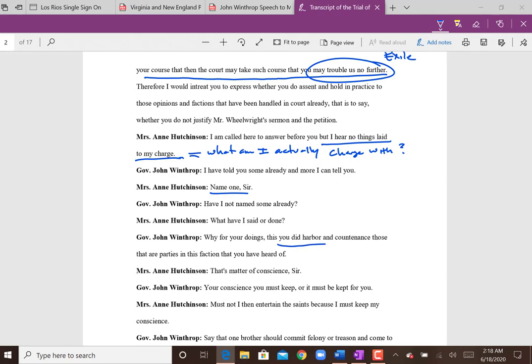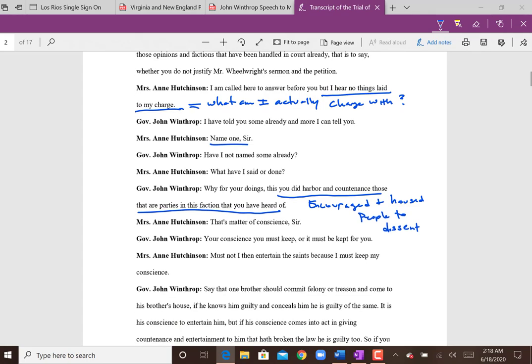So what does this mean? This means that she harbored and countenanced. She basically encouraged, and technically, I guess, housed people to dissent. Right? I mean, it's basically that she encouraged and met up with people who dissented.